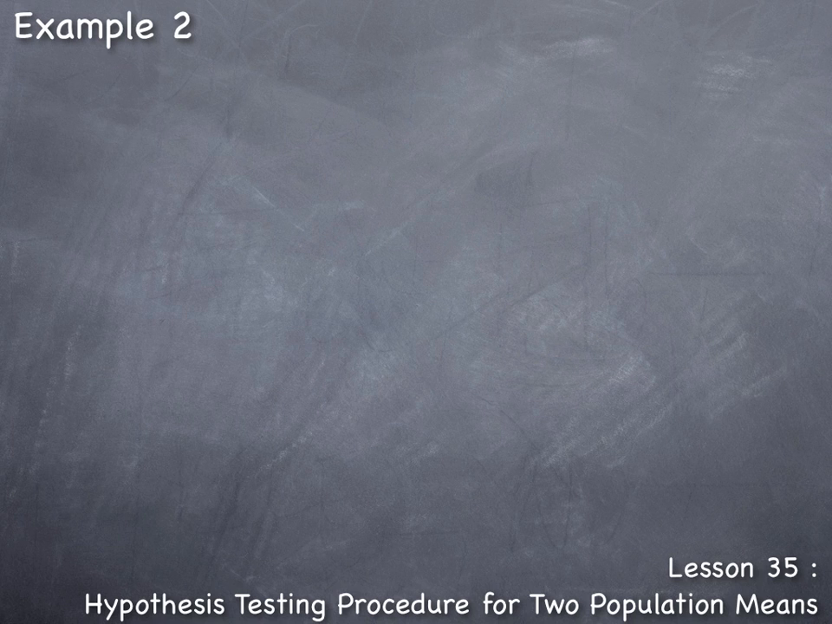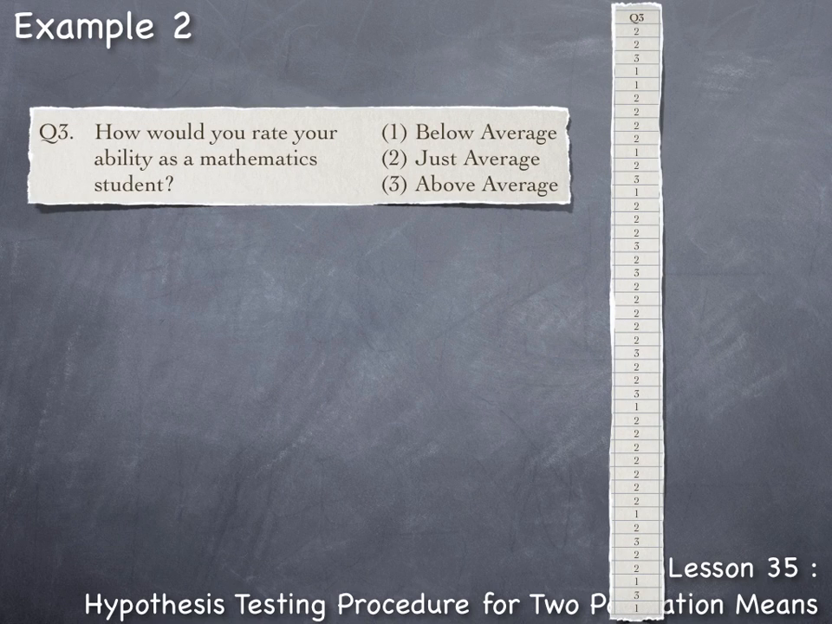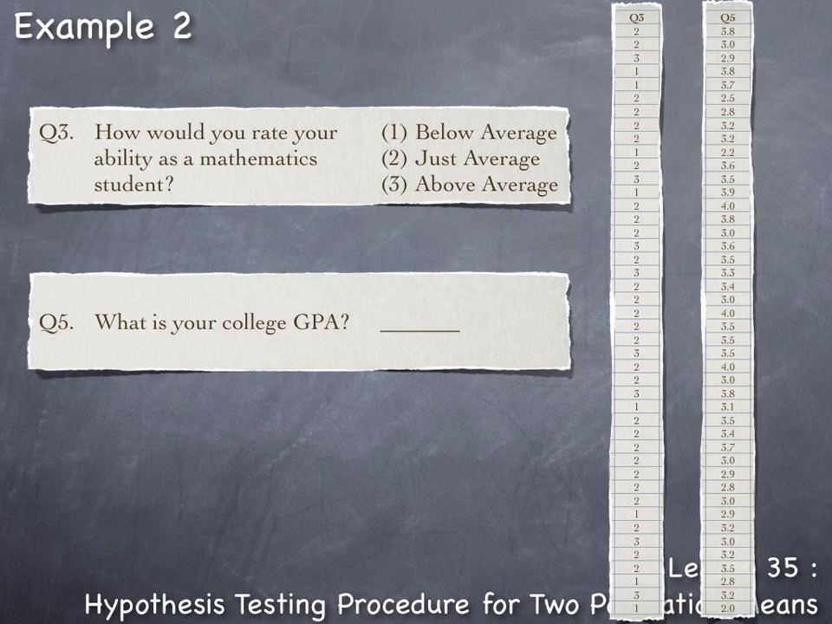So on the Sierra College Elementary Statistics Student Survey, question 3 asks the students, how would you rate your ability as a math student? And question 5 asks the students, what is your college GPA? Here we need to separate the GPAs of the above average students and the students who rate their math ability as below average. So our first population were the students who rated their math ability as above average. That was coded with the number 3 for question 3.